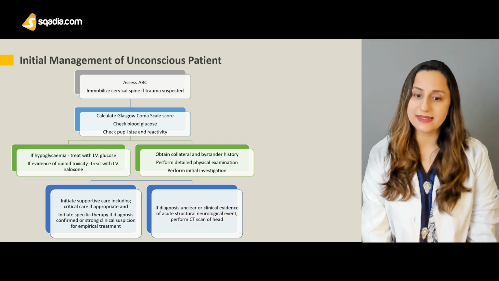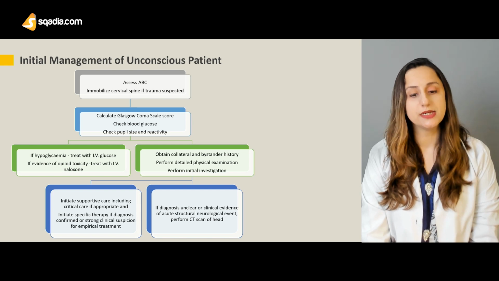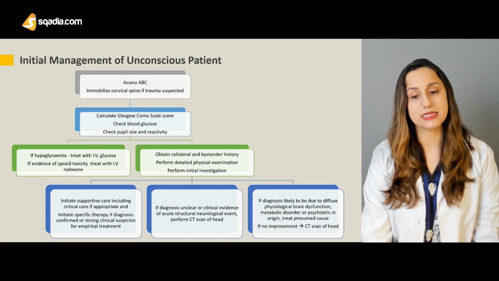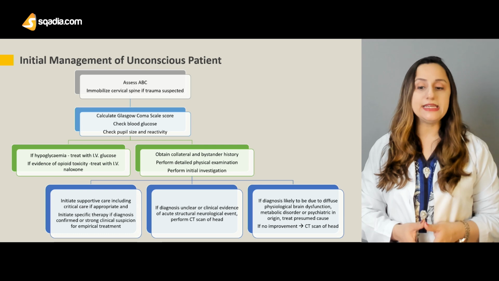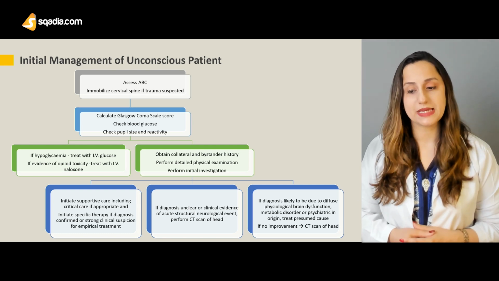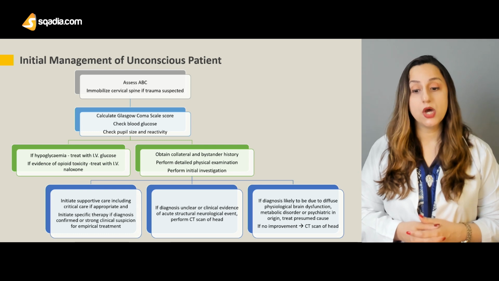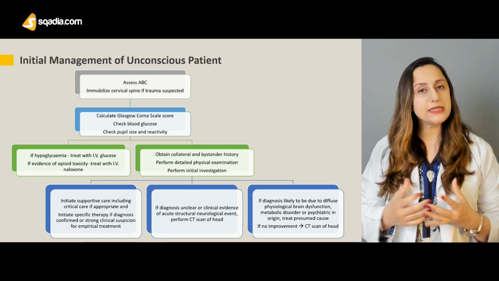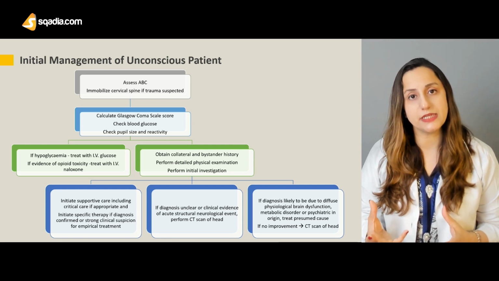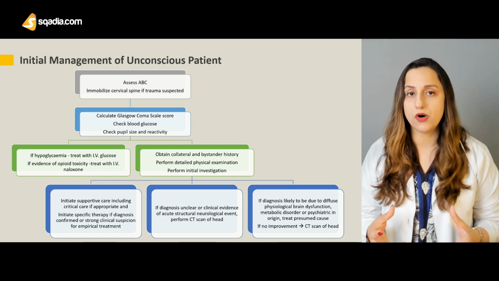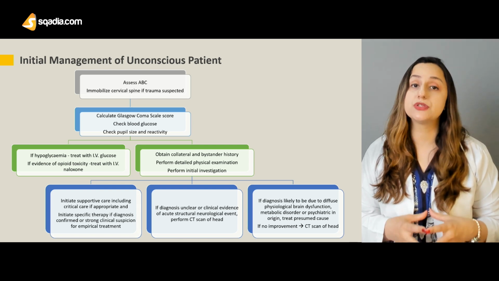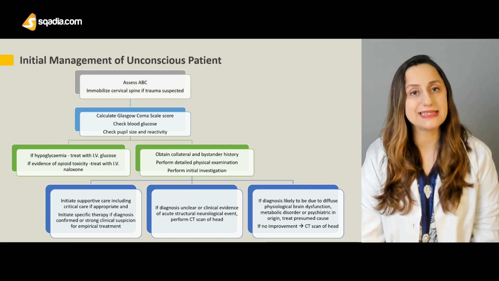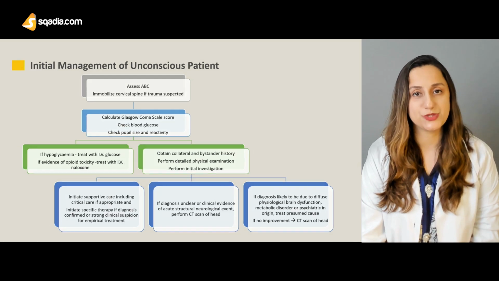If the diagnosis is unclear or there is clinical evidence of an acute structural neurological event, perform the CT scan of the head as soon as possible. And if the diagnosis is likely to be due to diffuse physiological brain dysfunction, metabolic disorder, or psychiatric origin of the symptoms is found in the patient, the treatment of the presumed cause is very important over here, because the underlying cause has to be treated first. And if there is no further improvement even in this particular case, then you're going to perform the CTs or the MRIs for the particular individual.